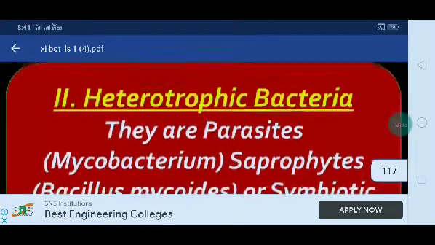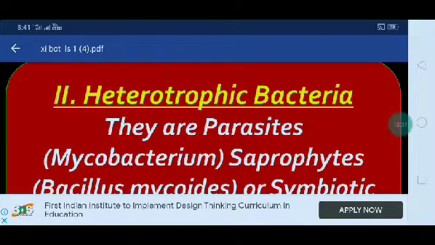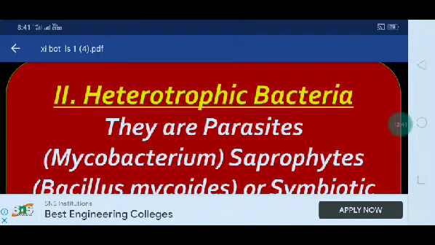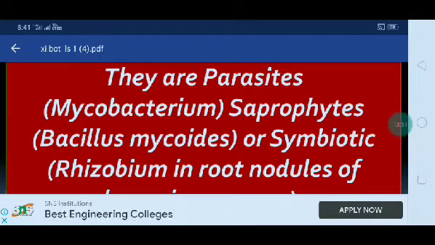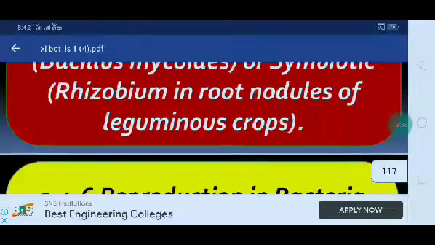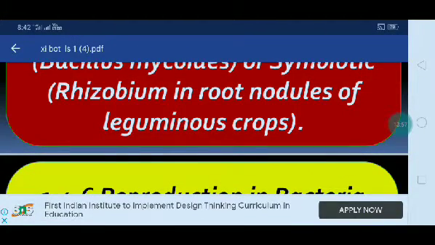Then heterotrophic bacteria. There is a different type of mode of nutrition that occurs, and that is called heterotrophic bacteria. There are parasites, such as Mycobacterium, and saprophytes. For example, Bacillus mycoides are saprophytes, and symbiotic Rhizobium lives in root nodules of leguminous crops. In leguminous plants, this Rhizobium is there.